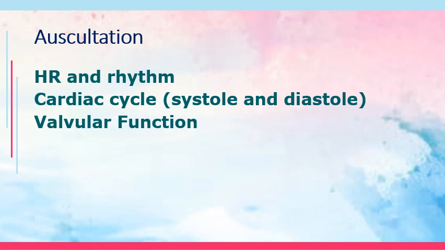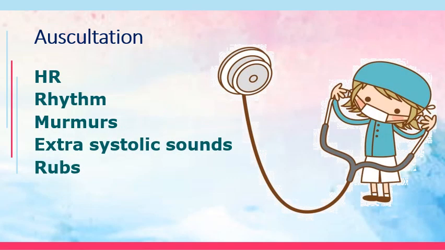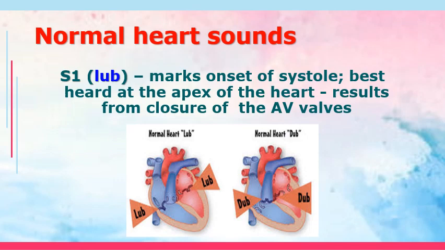Auscultation is used to evaluate the heart rate, rhythm, cardiac cycle, and valvular function. So your cardiac cycle, again, is composed of your systole and diastole. Then you have your valvular function. So for your heart rate, you need to check on the rhythm, the presence of murmurs, extrasystolic sounds, and then presence of thrills. Let's briefly talk about the normal heart sound.